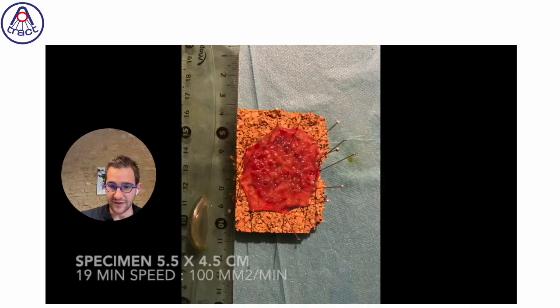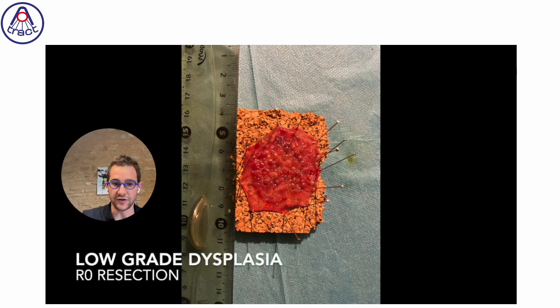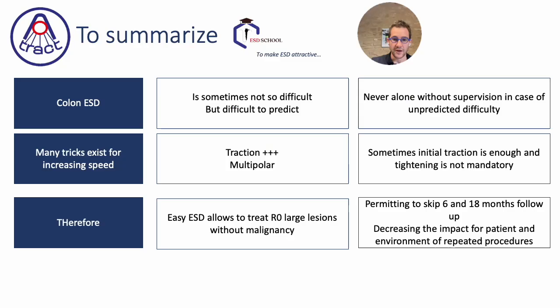The specimen is here, and you can see the specimen 5.5 by 4.5 centimeters, 19 minutes, and it was low-grade dysplasia with R0 resection. So finally, colon ESD is sometimes not so difficult, but it's very difficult to predict it. So if you have a low experience, never begin alone without somebody to help you if it's not an easy case. Many tricks exist for increasing speed, but traction is the best one.